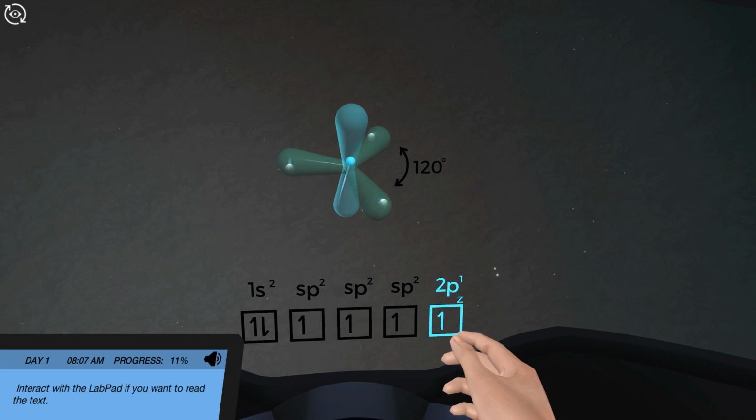With sp2 hybridization, the 2s, 2px and 2py mix to form 3 equal orbitals. The pz orbital will stay intact. The angle between the sp2 orbitals is 120 degrees.